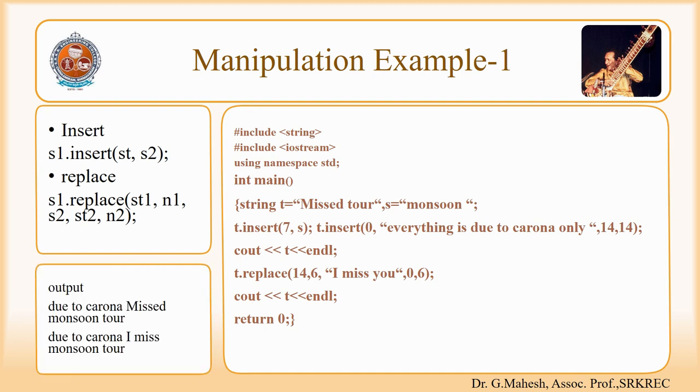The first output will be "due to corona missed monsoon tour", because we have inserted "due to corona only" in the T string, and "missed monsoon" is also inserted into "missed tour". Now the second part is we have replaced "I miss" in the T string at the place of "missed". So instead of "missed", the output will be "I miss".